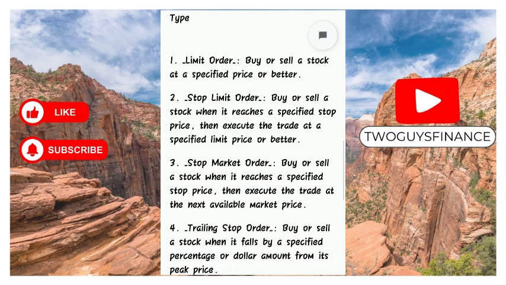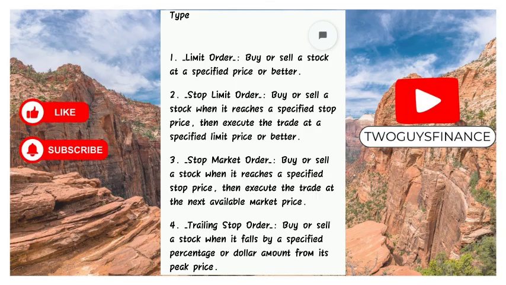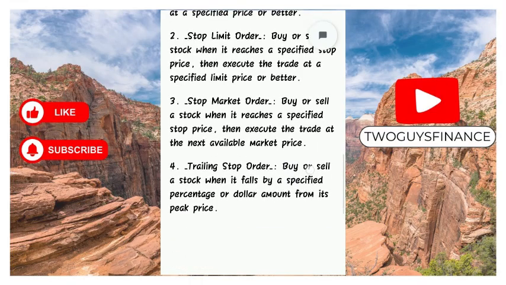You can also use a stop market order, where you can buy or sell a stock when it reaches a specified stop price, and then execute the trade at the next available market price. You could also use a trailing stop order, where you could buy or sell a stock when it falls by a specified percentage or dollar amount from its peak price.